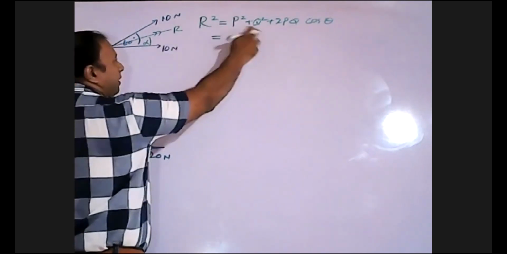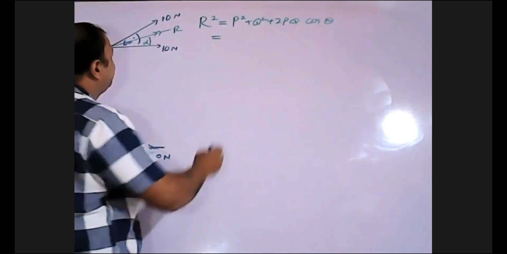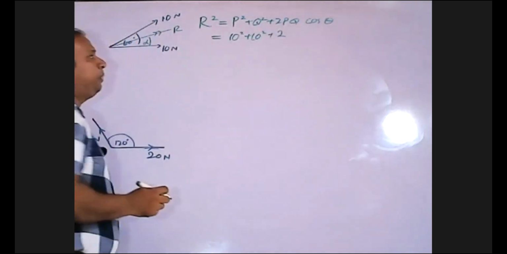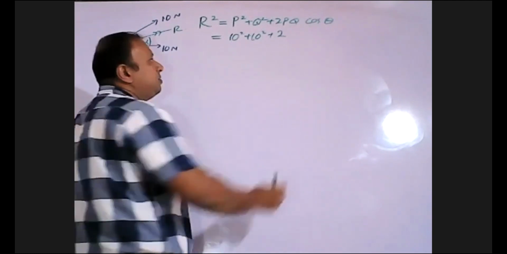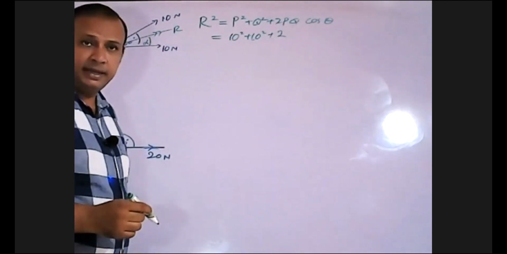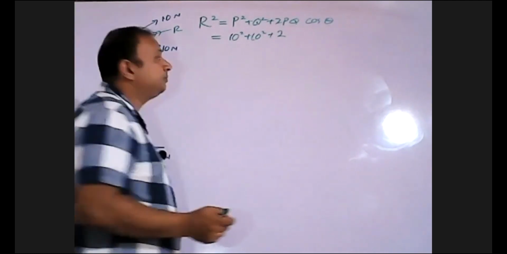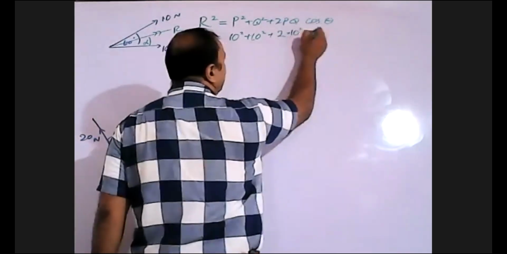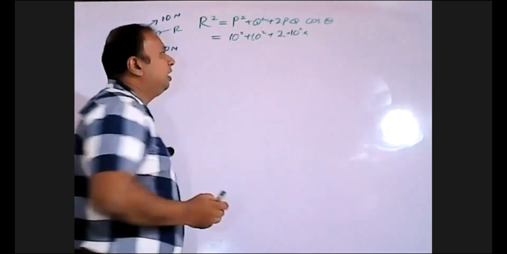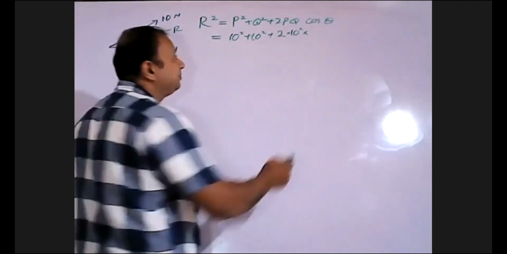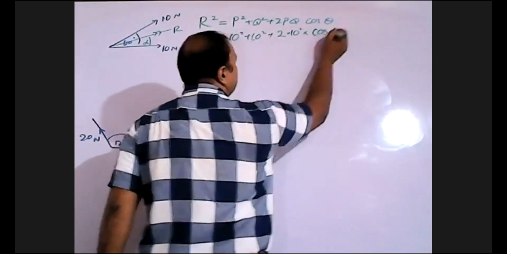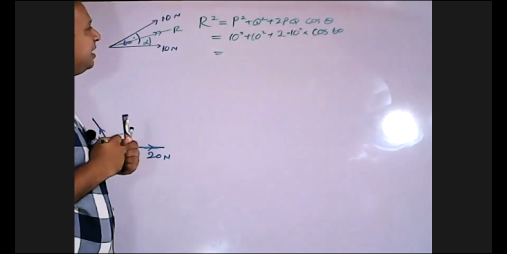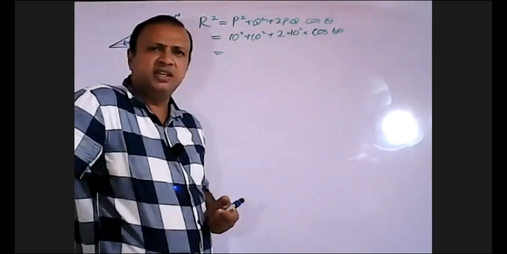Then P squared and Q squared are equal to each other. 10 squared plus 10 squared plus 2, and PQ means 10 times 10, because those two forces are equal and each is 10 Newton. So I can write it is 10 squared and cos 60. So what is the value of cos 60? Tell me. 1 over 2, cos 60.